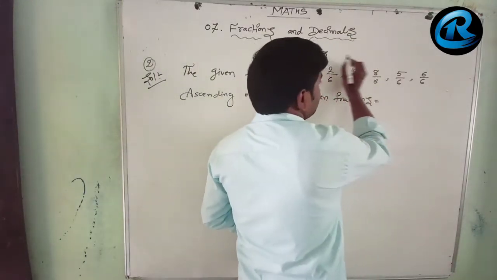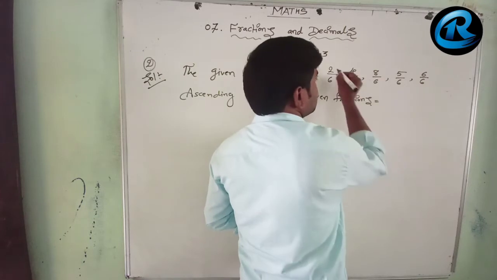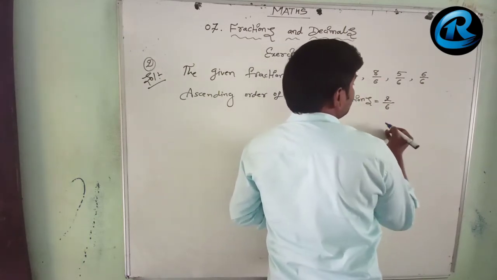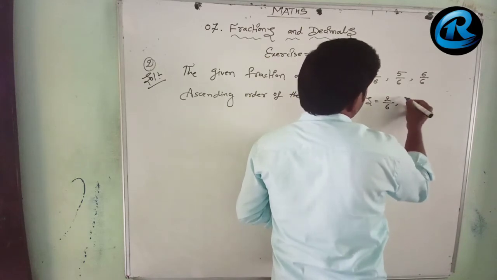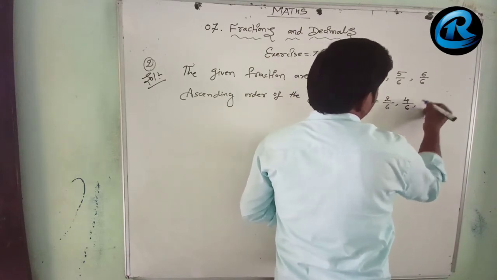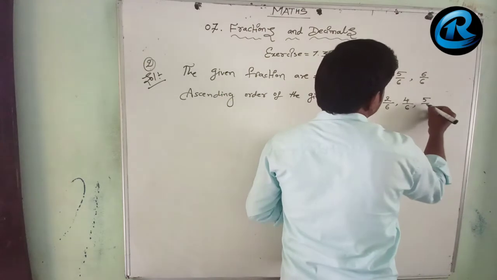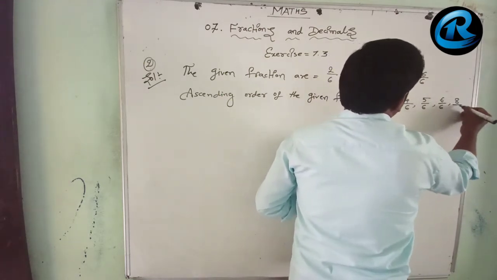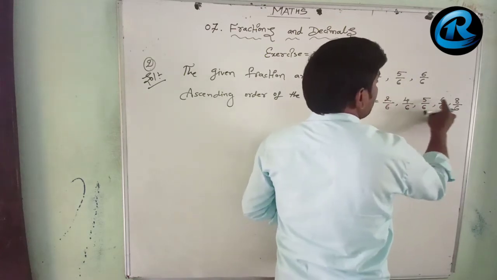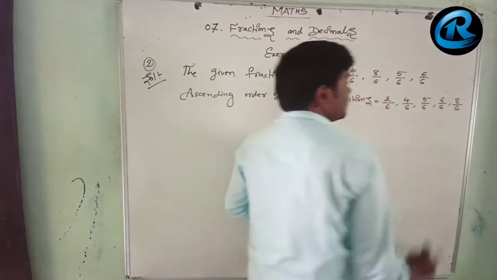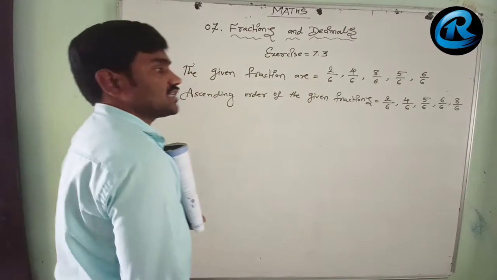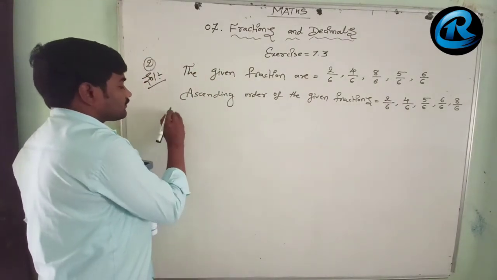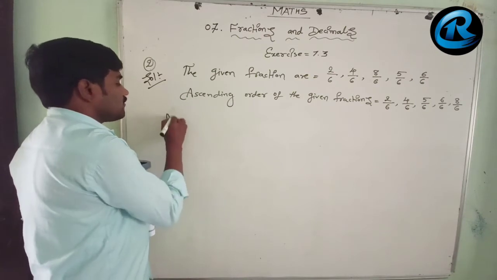See, all denominators are same. So 2 is the smallest in the numerator, so 2 by 6 will come first. Next 4 by 6 will come. Next we get 5 by 6. Next 6 by 6. Next it is 8 by 6. See: 2, 4, 5, 6, 8. They are in ascending order now. Denominators are same, so we will not look at the denominator. So we go for the number line now.